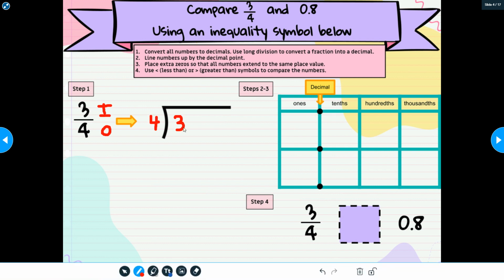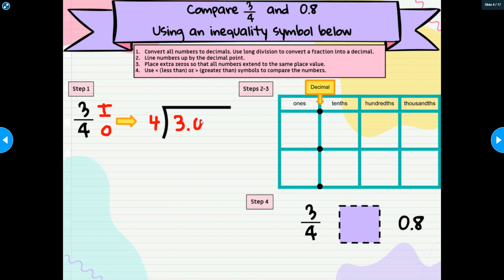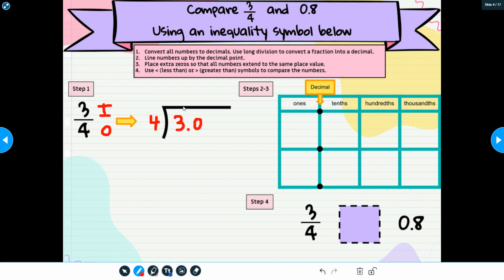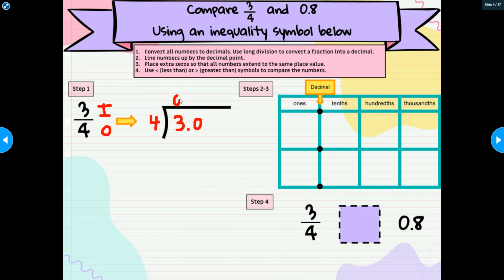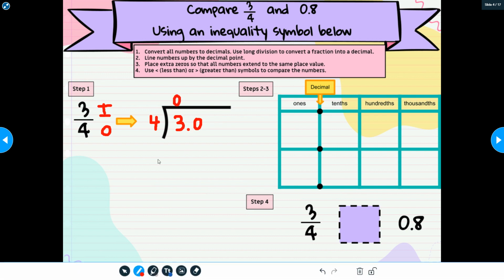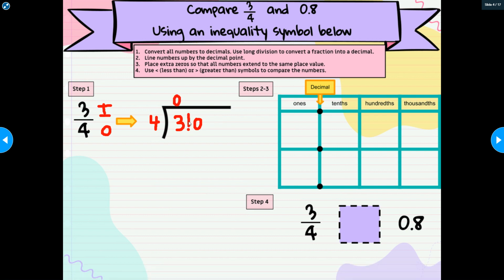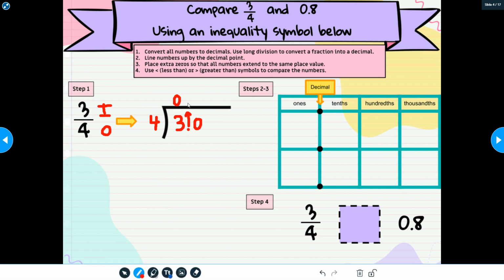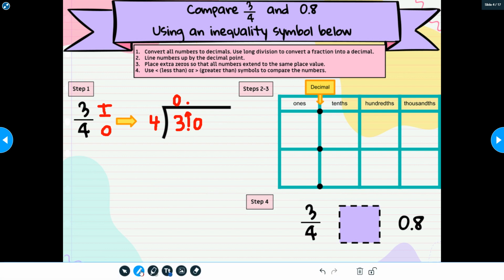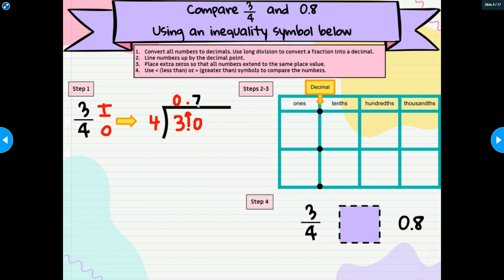Okay, but 4 does not go into 3, and so we're going to place a decimal and 0 behind our dividend, behind our 3. We already said 4 doesn't go into 3, so let's go ahead and put a 0 up there. And let's bring our decimal straight up into our quotient. Okay, but 4 does go into 30. 4 goes into 30 7 times.